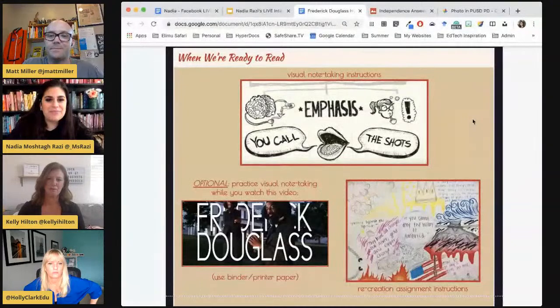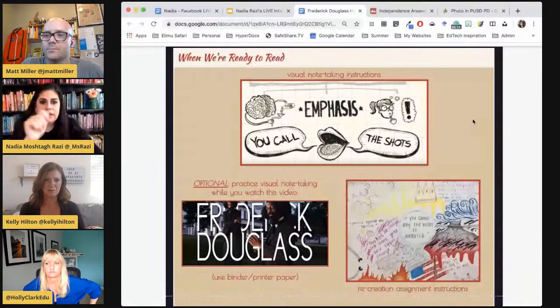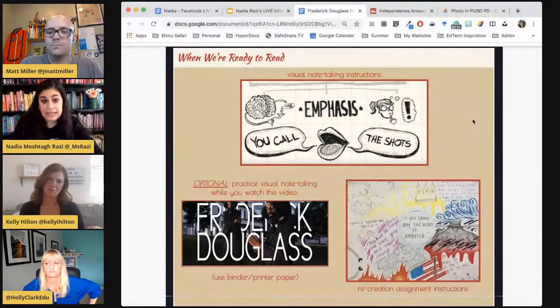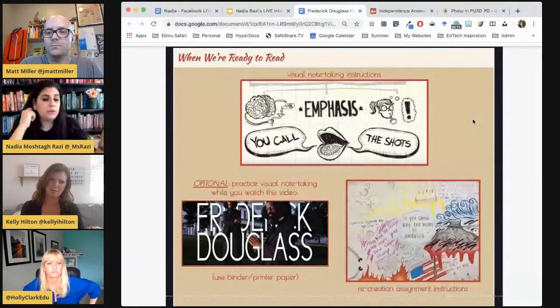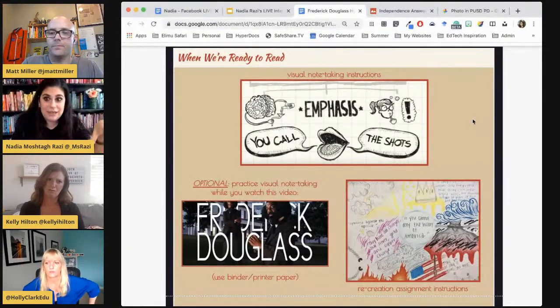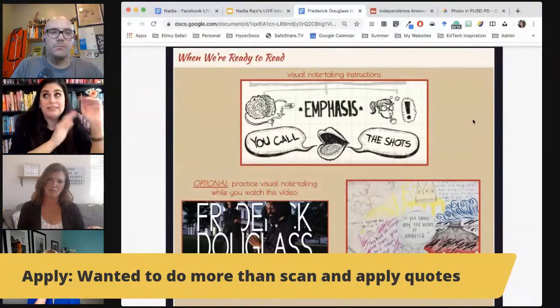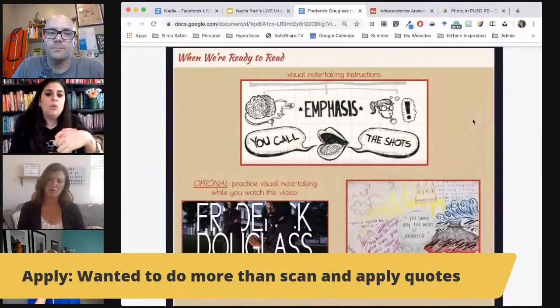So for the apply for this one, I really wanted to make sure that we were doing something more than just scanning and finding important quotes or writing about it. So what we did, like I said, I read the speech out loud. They're listening to it. I told them that they could have the text in front of them, but I really did want them to focus on listening to it and seeing what stands out as you listen.